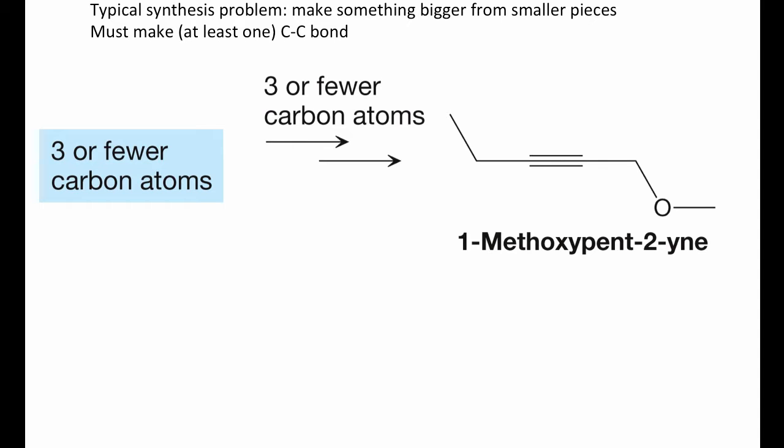But often when we do synthesis, we have a goal in mind, a target molecule, and we want to figure out how to make it. We want to make it from pieces that we can buy inexpensively or that we have available in our stockroom. So a typical synthesis problem might be to make this particular alkyne, which has a total of 6 carbons, out of pieces that have 3 carbons or fewer.